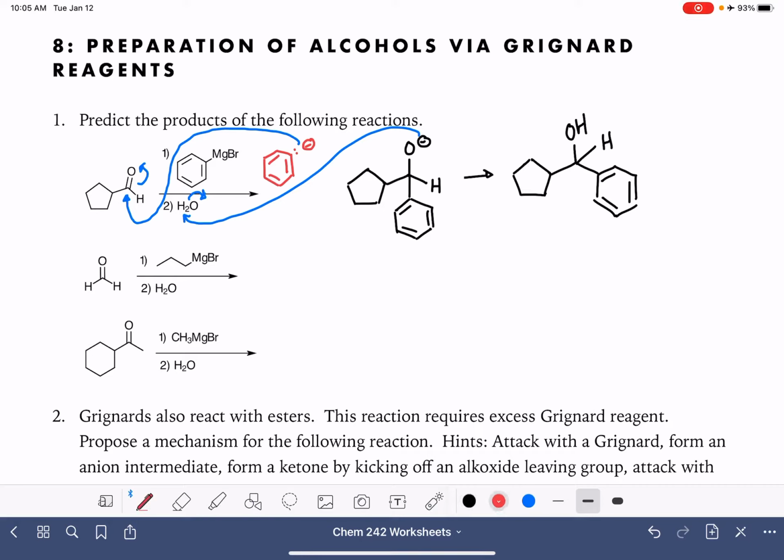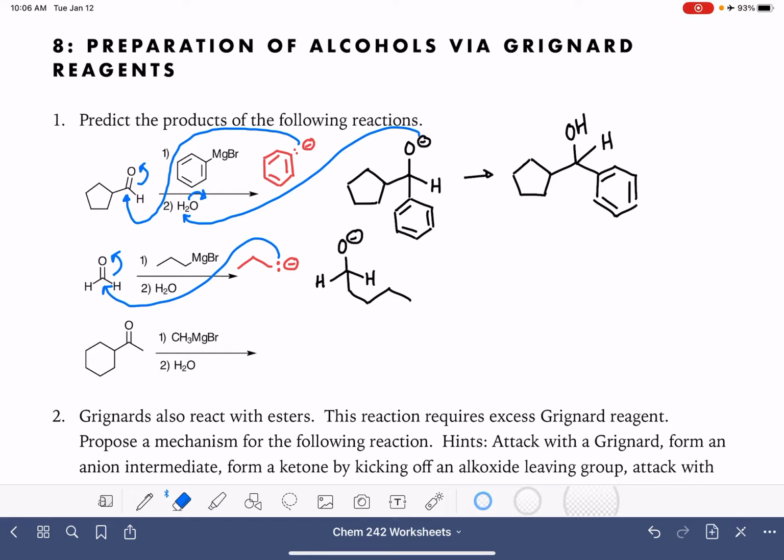Again, we want to think about the Grignard reagent as not having the MgBr. We want to think about it as having a negative charge on this carbon right here. And that is going to be attacking the carbon of the carbon-oxygen double bond. So let's draw what that molecule looks like. We have created a bond from this carbon right here to this carbon right here. It's really easy to screw up.